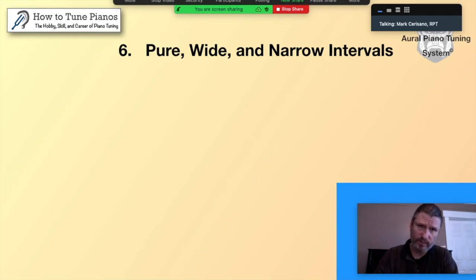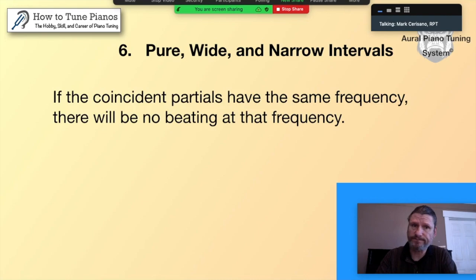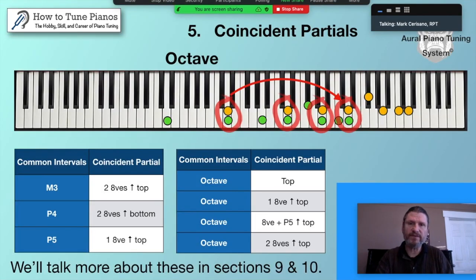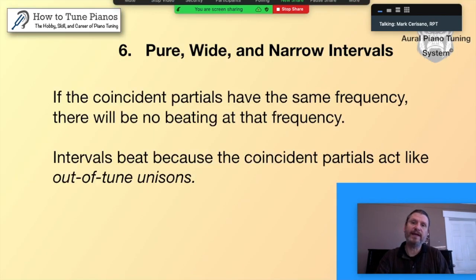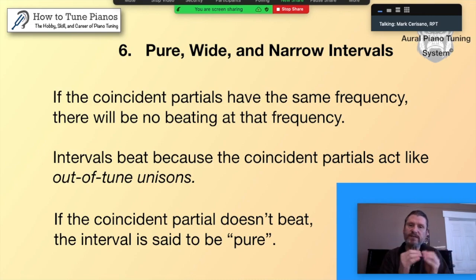Now let's talk a little bit about pure, wide, and narrow intervals. If the coincident partials have the same frequency, so back here, if any of those pairs of intervals had the same frequency, there wouldn't be any beating. And we call those intervals pure. If intervals beat, it's because the coincident partials are acting like out of tune unisons. That's it. It's just like two frequencies that are close but not the same. If the coincident partial doesn't beat, it means that the interval is pure. That's a definition of a pure interval.